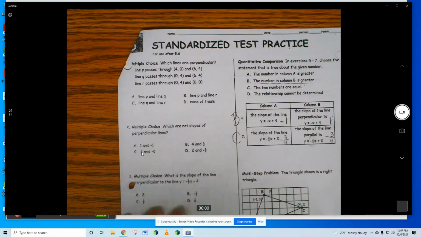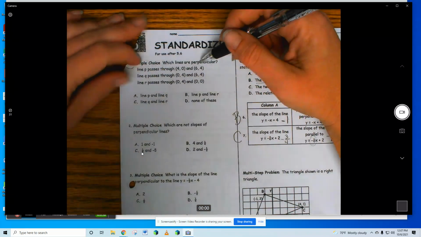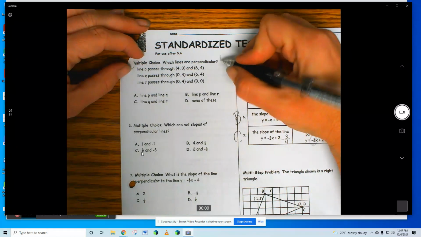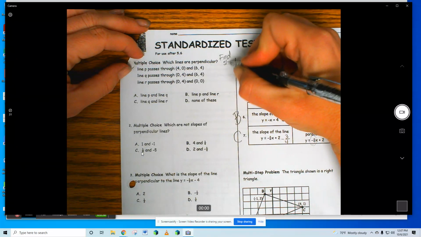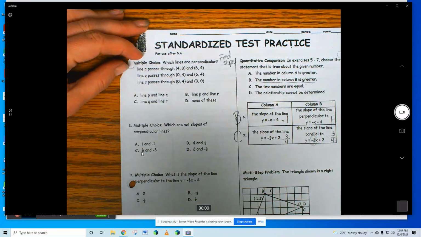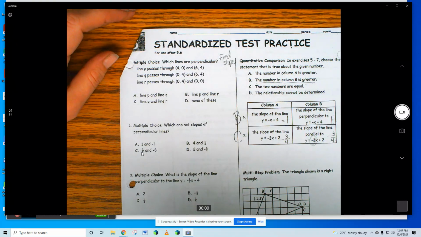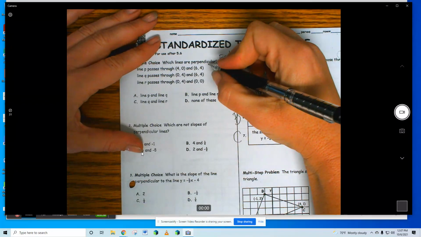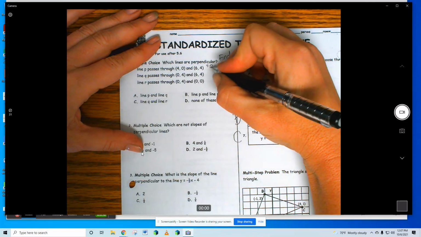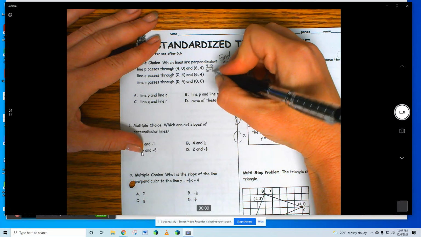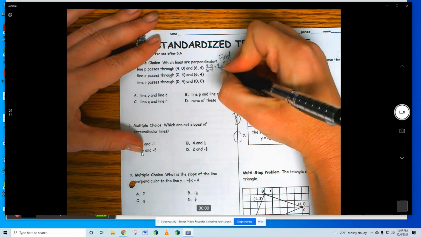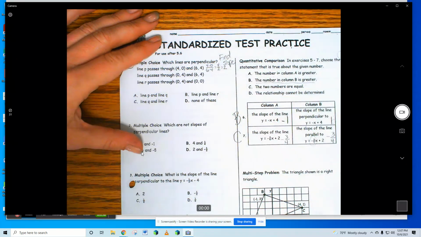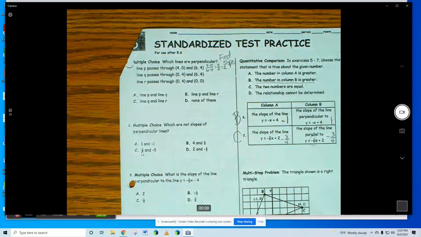Number 1, which lines are perpendicular? Well, I actually have to find the slope of each one. So you find the slope of line P. Subtract, 4 minus 0 over 6 minus 4. And then I find the slope of Q. And then I find the slope of R.